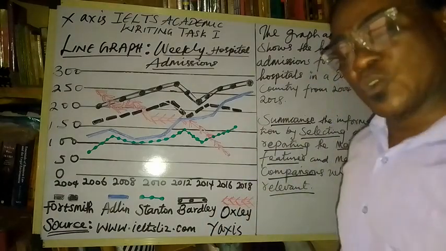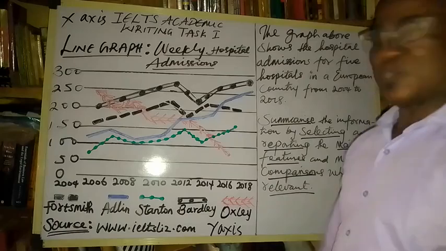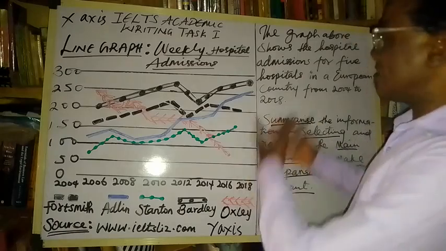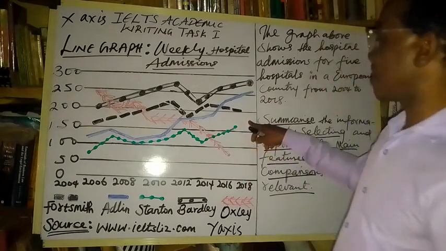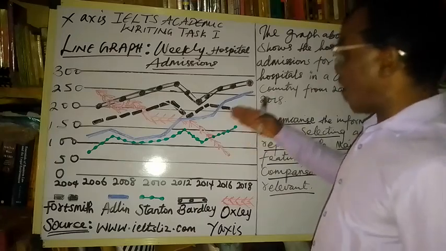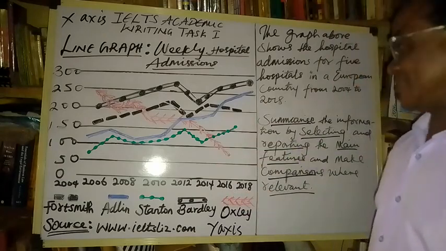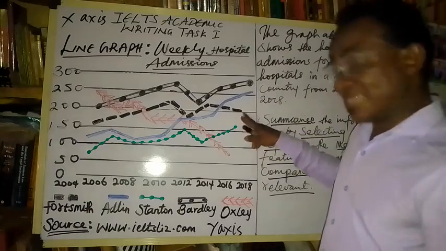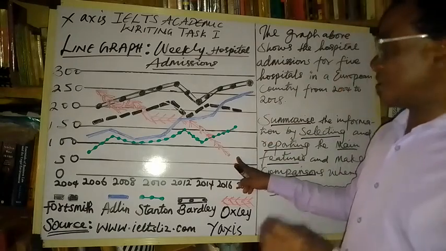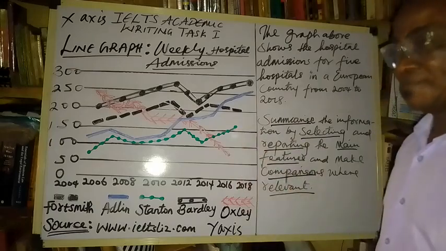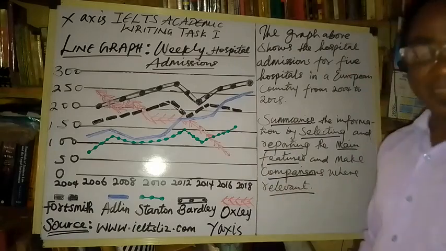So what do we conclude as the survey is ending? 3 hospitals are experiencing a rise in the number of patients they admitted, while the other 2 seem to be experiencing a fall after rise. Fort Smith Hospital and Oxley Hospital recorded initial rises but are falling as the survey period was coming to an end.